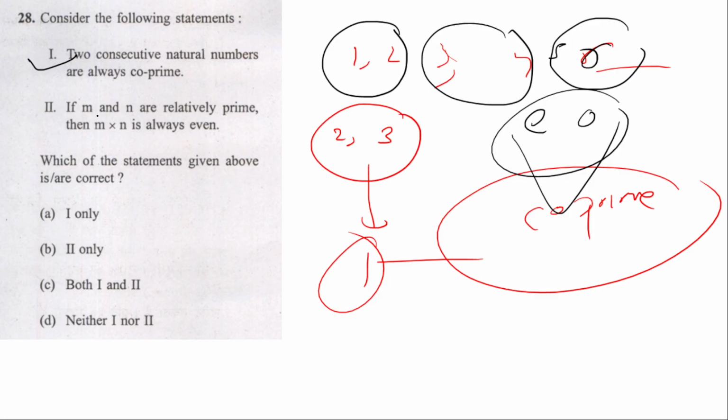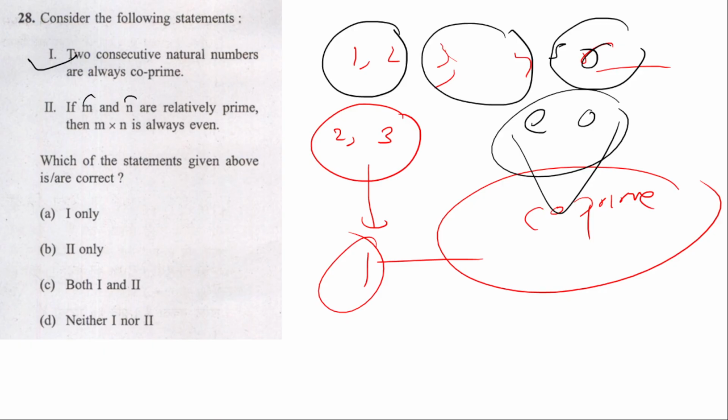The second statement is, if m and n are relatively prime, meaning these two numbers are prime to each other. What does it mean? Oh, sorry, m and n are relatively prime. Yeah, I can say they are prime numbers. Am I right? Yeah, I am interpreting this question in the right way. I think I said it wrong earlier.